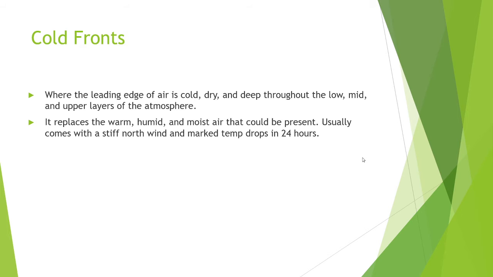Now we have cold fronts, where the leading edge of cold, dry, and deep air throughout the low, mid, and upper levels of the atmosphere, and you can feel a cold front coming because you feel a change in the wind direction. The winds are no longer coming from the west-southwest or from the east-southeast. They're now coming from the north and northwest. Whenever you watch a weather report, watch for these cold fronts and look at the wind direction that's coming. Most of the time, these wind directions are coming from the north, northwest. That is the cold Canadian polar vortex air coming down.